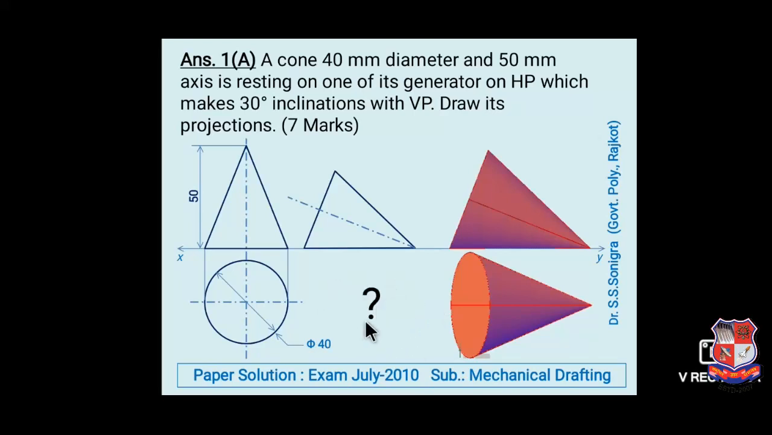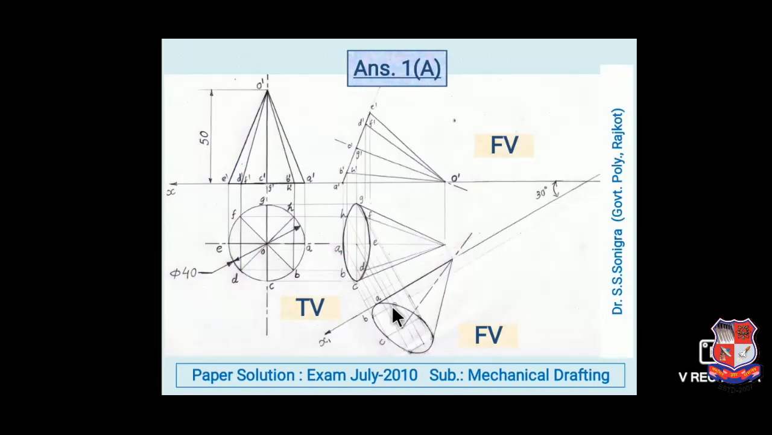Now how to draw this top view? By taking projections from respective points, horizontal lines from all these points, it will be like this. An elliptical shape would be visible. So I hope you can do it on your own. And this is the solution of this problem: front view and top view. This is the front view and this is the top view. Hope it's clear to you.